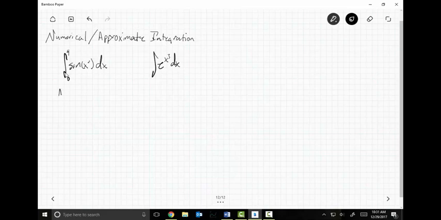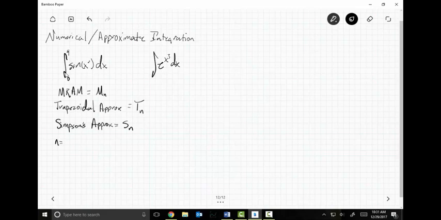Those are the midpoint, or the MRAM, which we've seen written before as M sub n. There's also something called the trapezoidal approximation, and I'll explain that in just a sec, which we'll call T sub n. And then I'll explain something called Simpson's approximation as well, which is S sub n. What we're going to do is let n in all 3 of these cases be 8.